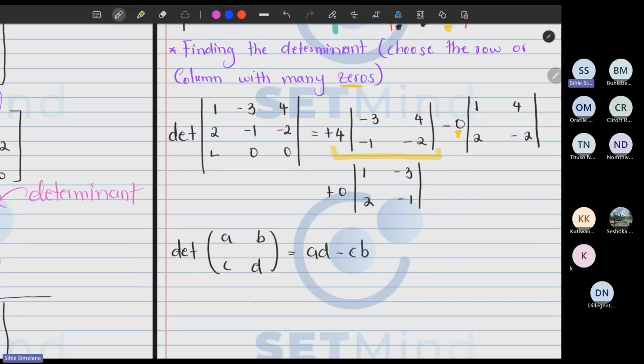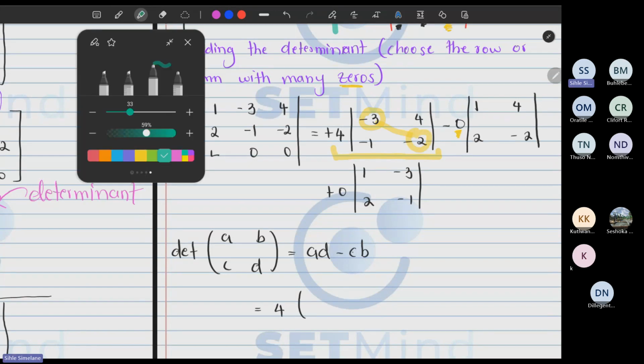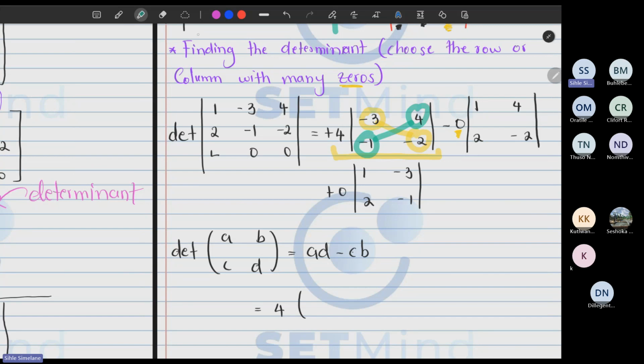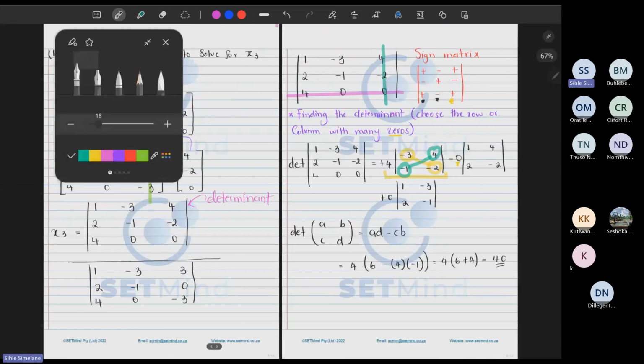So if you look carefully, my determinant of the top matrix will be 4 times -3, multiplied, and then minus that multiplied. So -3 times -2, we will get a 6, and then minus 4 multiplied by -1, which will be 6 plus 4, which is 10, so we have 40. We have 40 as the determinant of the top part. So that whole matrix will end up being 40.